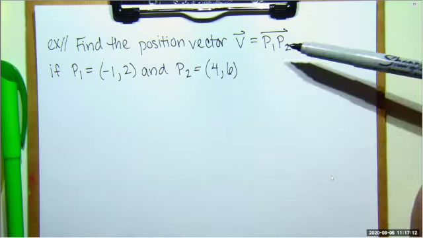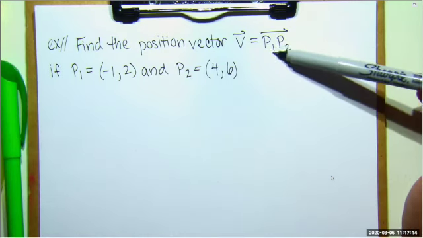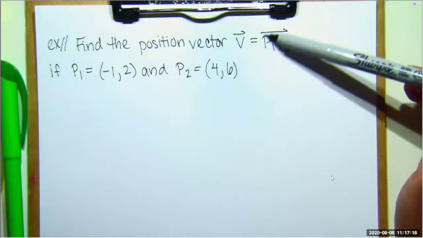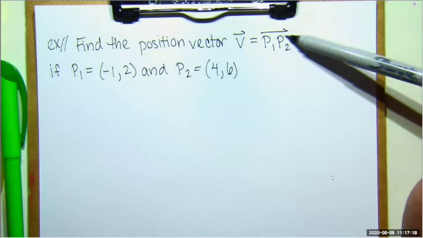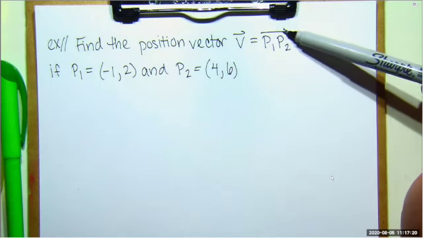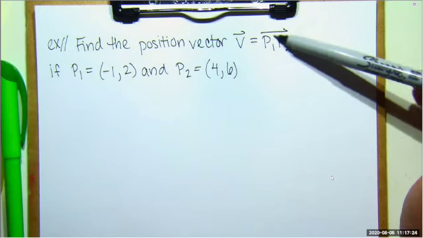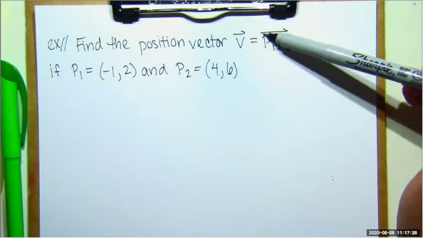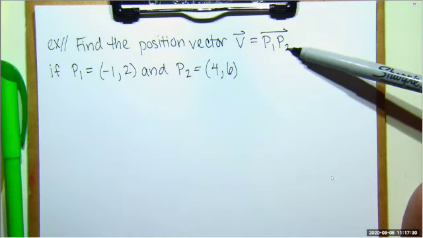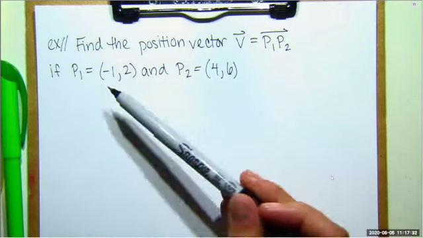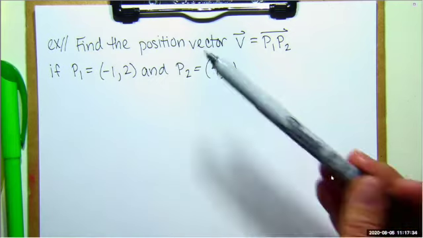If our vector goes from P1, this is showing that P1 is at the tail and P2 is at the tip. So our vector goes from P1 to P2. So the order here is important. This tells us our vector starts at P1 and ends at P2 because this is the arrow's direction. So this order does matter. Here's our starting point, here's our ending point, and we're going to come up with the position vector.